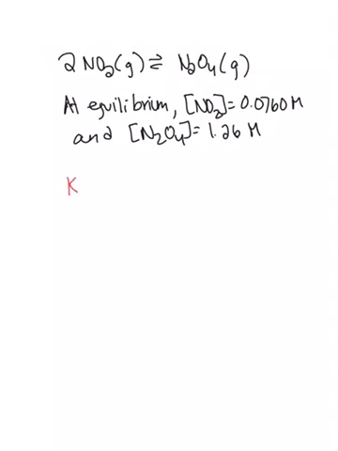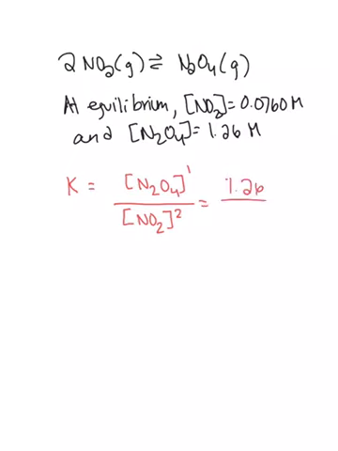So I could start with my K, right? We know that the products to their coefficient power go in the numerator, so just a coefficient of 1, so an exponent of 1. And then in the denominator, I need my reactant, so NO2 to the second power. And I have the numbers, so let's go ahead and put in those concentrations, right? 1.26 divided by 0.0760 squared. And that comes out to 218. And so I notice that K is greater than 1. So I would say that this reaction is product favored.